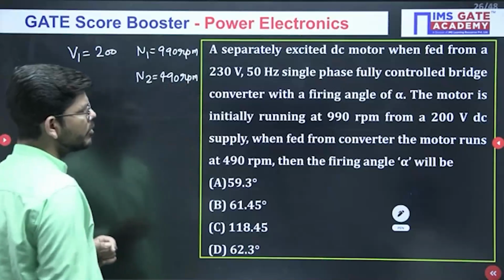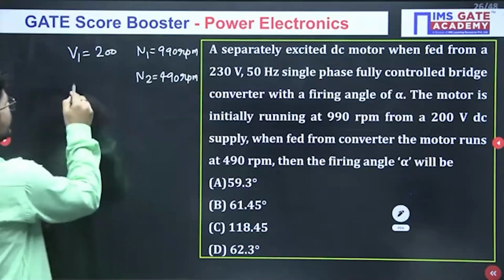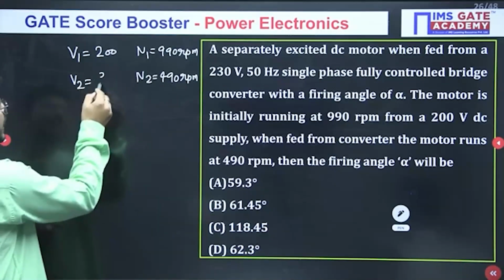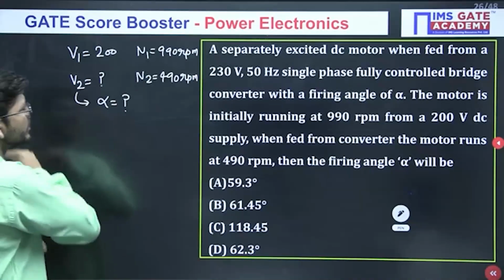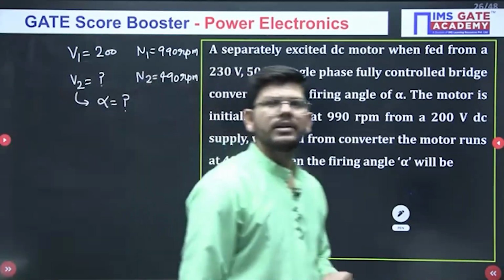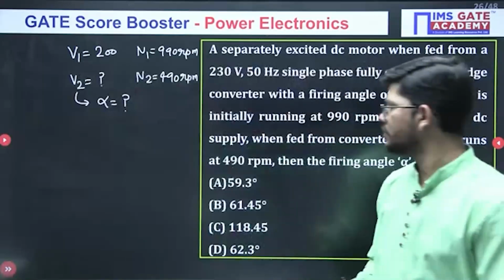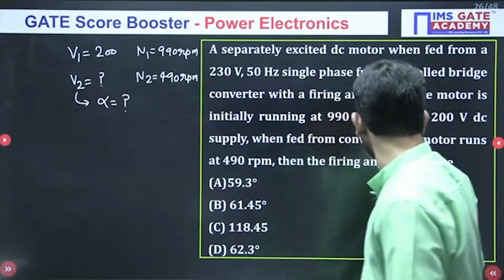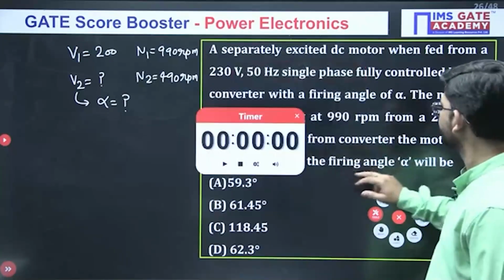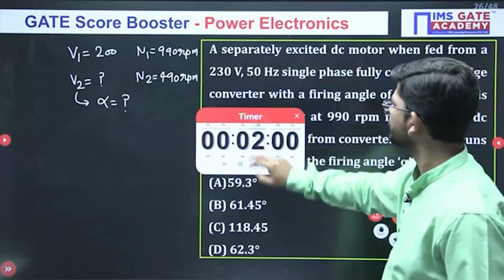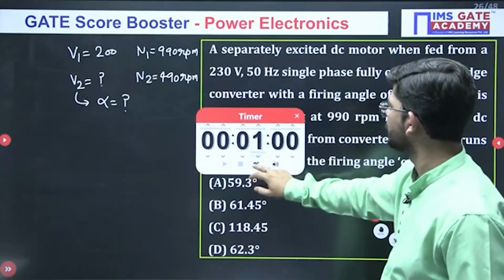Now it is getting a DC voltage from the converter. So we don't know what voltage is being applied here, and you have to calculate the firing angle corresponding to this voltage. This is what you have to do in this problem. I hope you can solve this question. I'm only giving you 1 minute for this because this seems to be an easy one, related to drives.